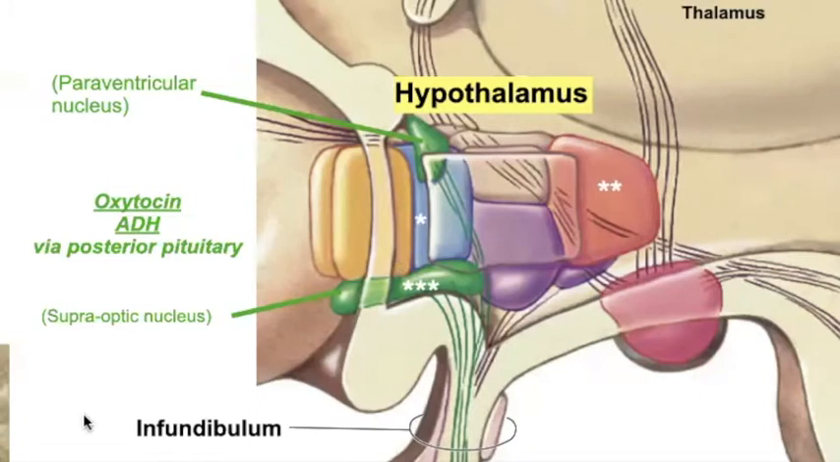You also have this one, which we're not really going to talk about here, the suprachiasmatic nucleus, which goes back over here to the pineal gland that secretes melatonin. And that's going to control your sleep-wake cycles. So your hypothalamus is just this little clump of tissue that's doing all these amazing things. For our purposes, we're going to see how it controls the pituitary gland.